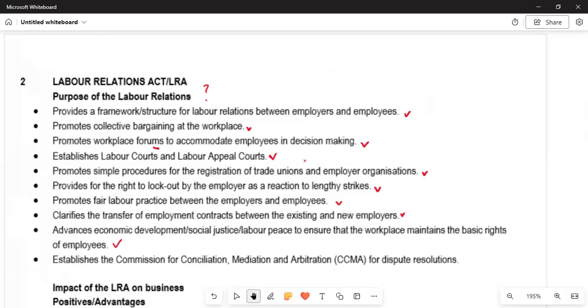Establish the commission, the CCMA, for dispute resolution. So the CCMA is also invited to make sure that there is a solution.